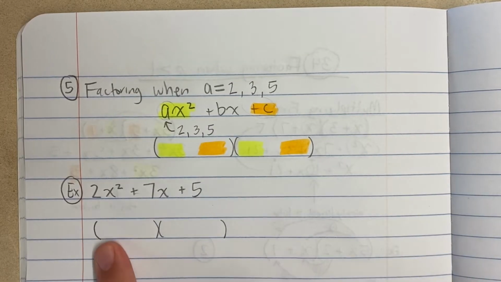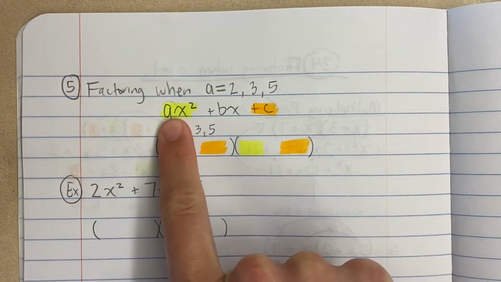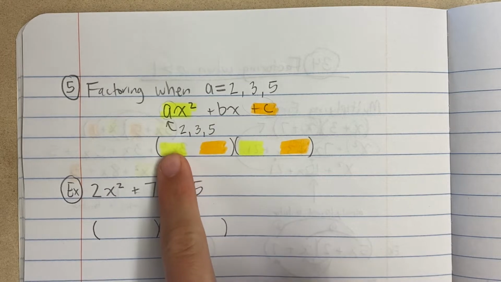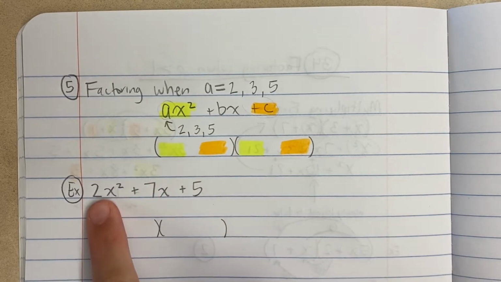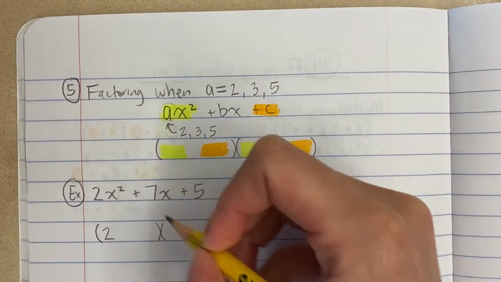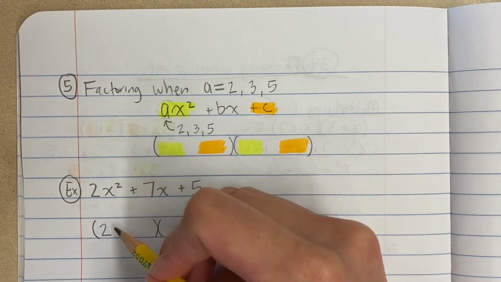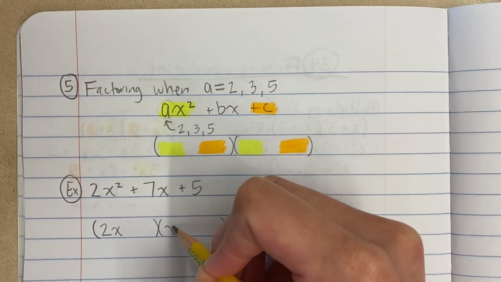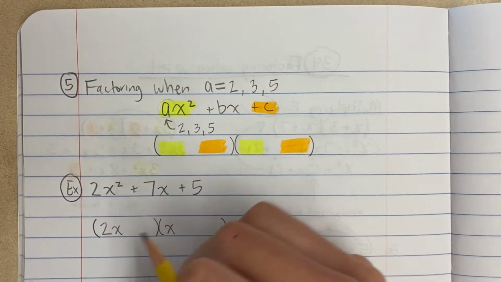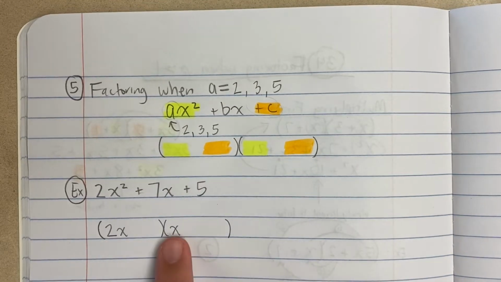Here's what I know. This number right here is going to be formed by multiplying this times this. So how am I going to form 2x squared? Well, what two numbers multiply to get 2? The only way I can multiply and get 2 is 2 times 1. Now, it's x squared, so it's going to be 2x and 1x. So 2 times 1 is 2, and x times x is x squared. So I've set these.